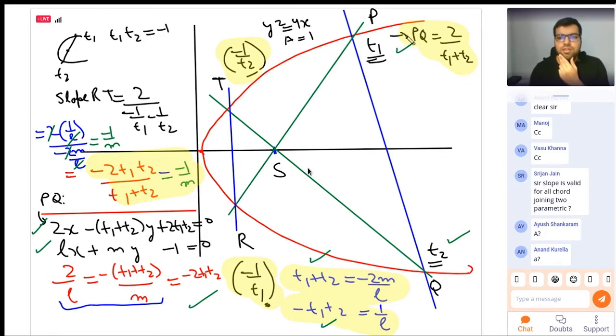Since P was T1, R became minus 1 by T1, because the product of the parameters of P and R should be equal to minus 1. They are the ends of a focal chord. Similarly, T became minus 1 by T2 because QT is a focal chord. The product for Q and T should be equal to minus 1.